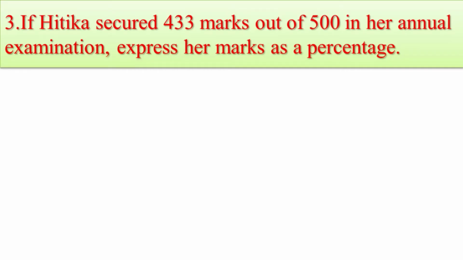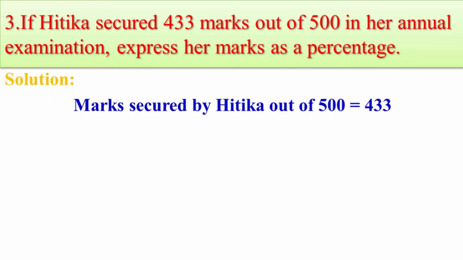If Kritika secured 433 marks out of 500 in her annual examination, express her marks as a percentage. The same way as you did in the previous sum. Total marks is 500 and she secured 433. We have to find the percentage. Let us find the solution. Marks secured by Kritika out of 500 is 433.